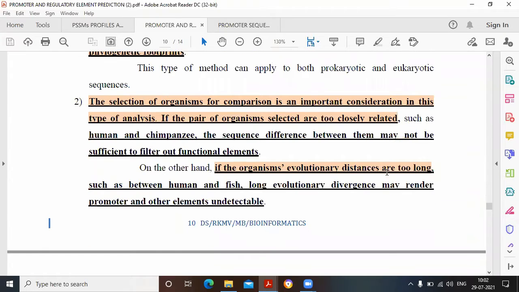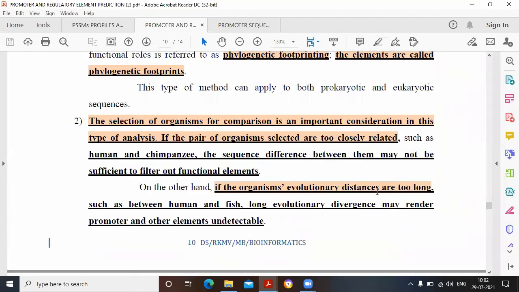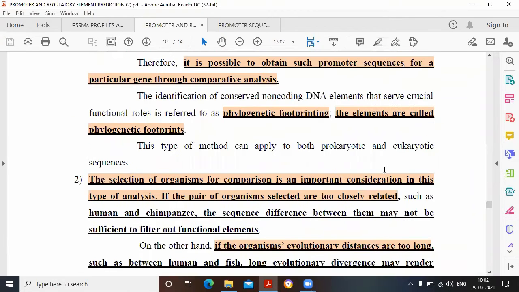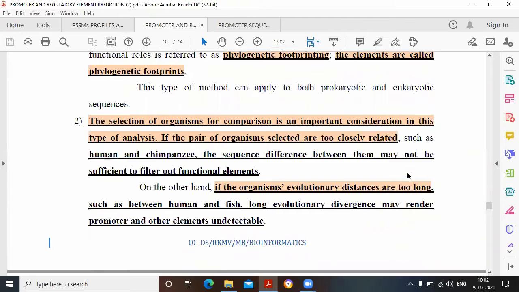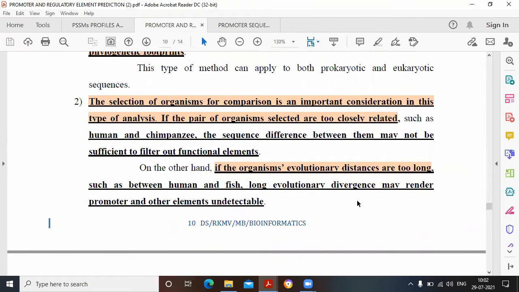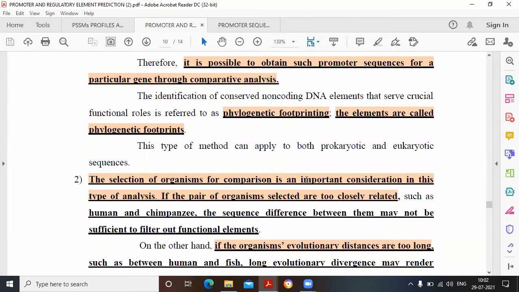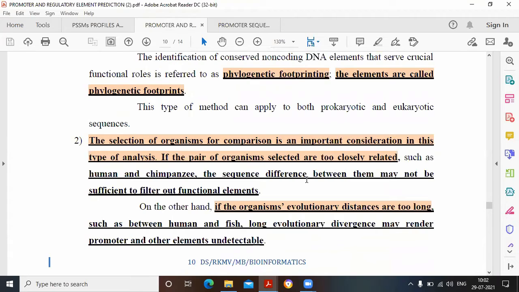And here we are considering the evolutionary distance. There are a few things we need to remember here: how we can select the database sequence with which I am supposed to compare. If you are taking human and chimpanzee and comparing, the result output that comes, according to this particular method, is going to give you more false positive results. Why am I saying it is going to give more false positive results? Because, as we already know, if we compare the chimpanzee and human genomes, they will be almost 99.99% matching.